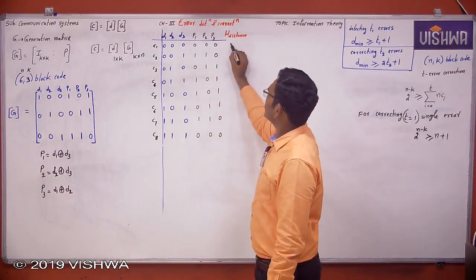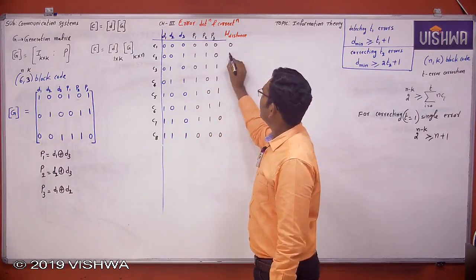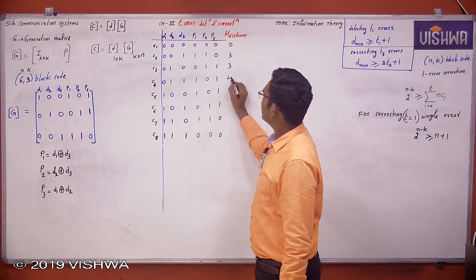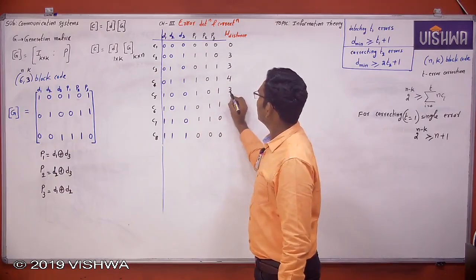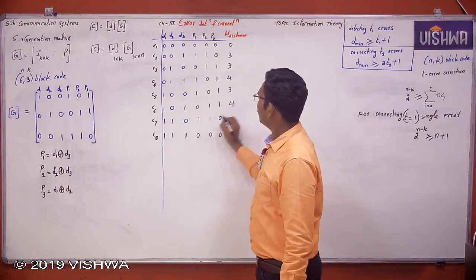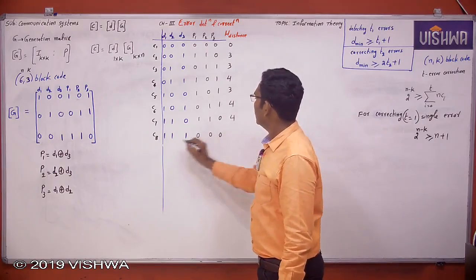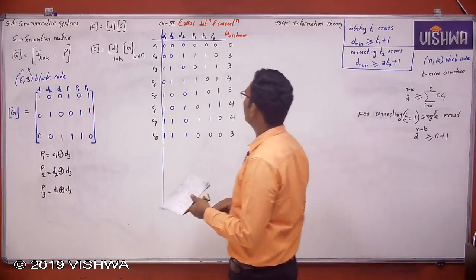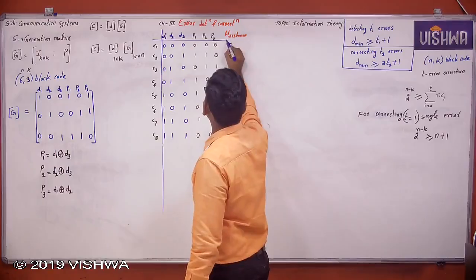Now there are no ones here. Now there are 3 ones. There are 4 ones. There are 3 ones. There are 4 ones. There are 3 ones. So counting the number of ones in that particular code gives the Hamming distance.